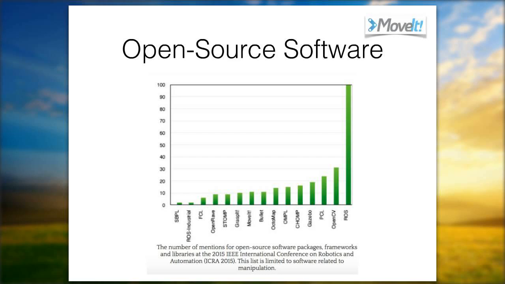This is a chart that I made just looking at citations for different open source software at ICRA 2015. I just looked at software that was related to manipulation, and of course this is heavily biased towards the ROS ecosystem. And this gives you an idea that ROS has been cited over 100 times at ICRA, and it's out of about 800 to 900 papers, I believe. We definitely see that there's a lot of activity around open source, and we definitely love to see these numbers go up for all the packages.